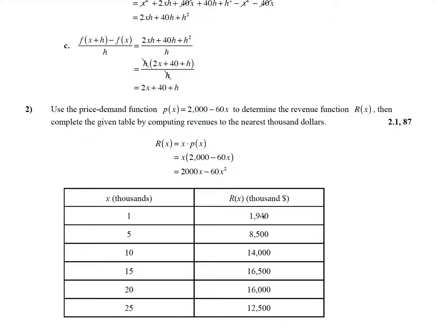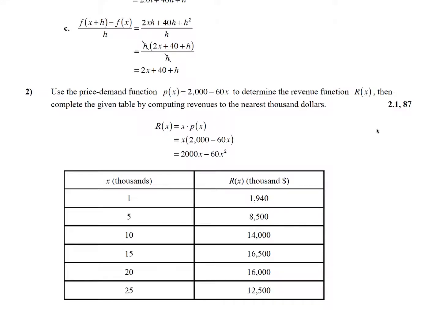Now the next question asks us to determine a revenue function from a price-demand function, and of course, since no other specifics are given for the quantity, and we know that revenue is quantity times price, our price-demand function goes here, and quantity is just x. And so we multiply this x times each of these terms, and we have x times 2000 is 2000x, and x times negative 60 is negative 60x squared. And so that becomes our revenue function.